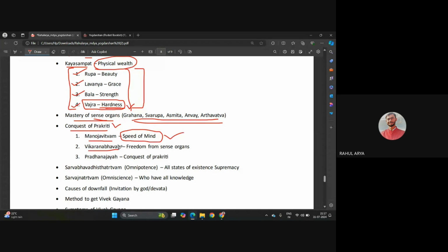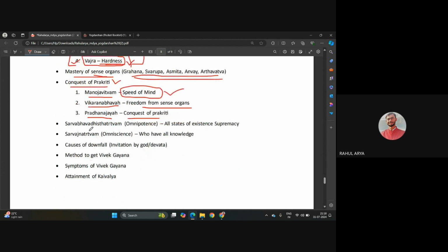Vikarana bhavah, freedom from the sense organs, and Pradhanjaya, meaning he will conquer the whole Prakriti. The whole Prakriti will function according to him. It is the Pradhanjaya. And after that, the omnipotence power, omniscience power, and the cause of the downfall.